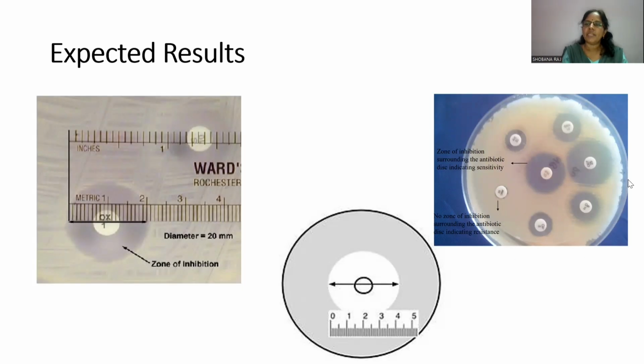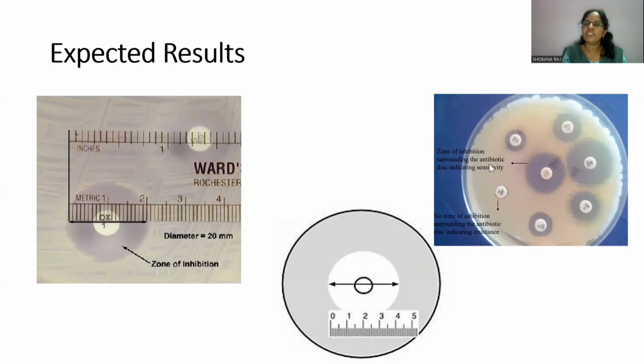So here the Petri plate contains the Mueller-Hinton agar, which is lawned by a pathogenic microorganism, and then different antibiotic discs are kept, such as penicillin, streptomycin, chloramphenicol, ampicillin, on the surface of the agar, which is already coated by the pathogenic microorganism. And it is incubated for 24 hours. And after 24 hours, you can see the zone of inhibition.